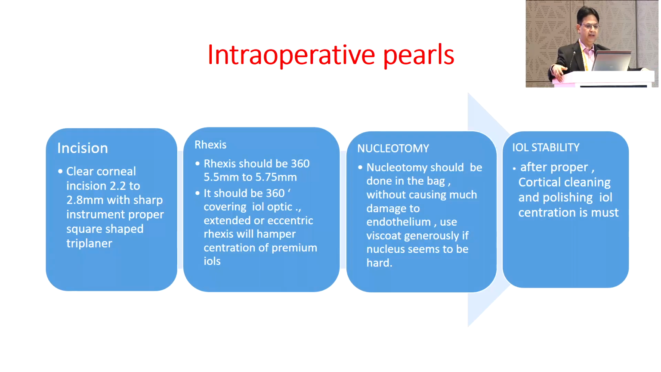Then needless to say, intraoperative pearls, like your incision should be perfect, rexis should be perfect. Nucleotomy, I'll say, even if the cataract is grade 2, if your patient is paying so much, use viscoat if you are in doubt for the poor cornea. And eye stability is one of the most important parts.